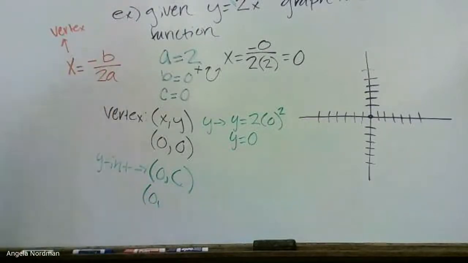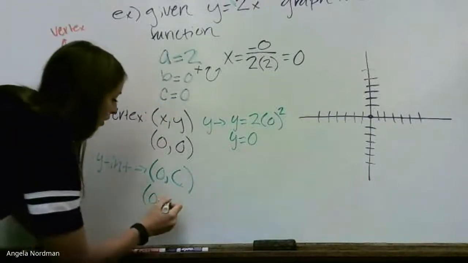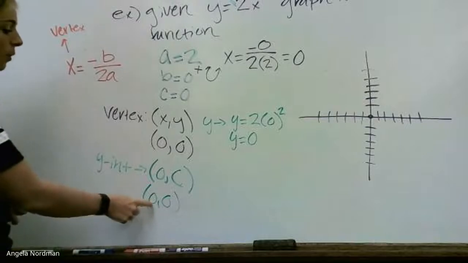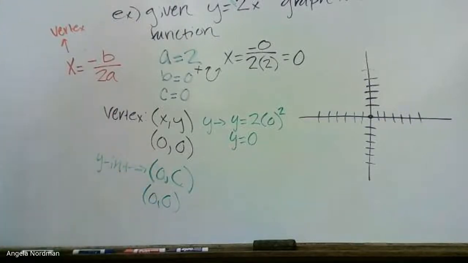This is the easiest one to find by far. Our c value we already identified was 0. So the only place we cross the y-axis is (0, 0). That was our vertex, so these are the same point. Our y-intercept is also our vertex in this case. So after I find my vertex and my y-intercept, from here, I just have to start plotting points, okay?